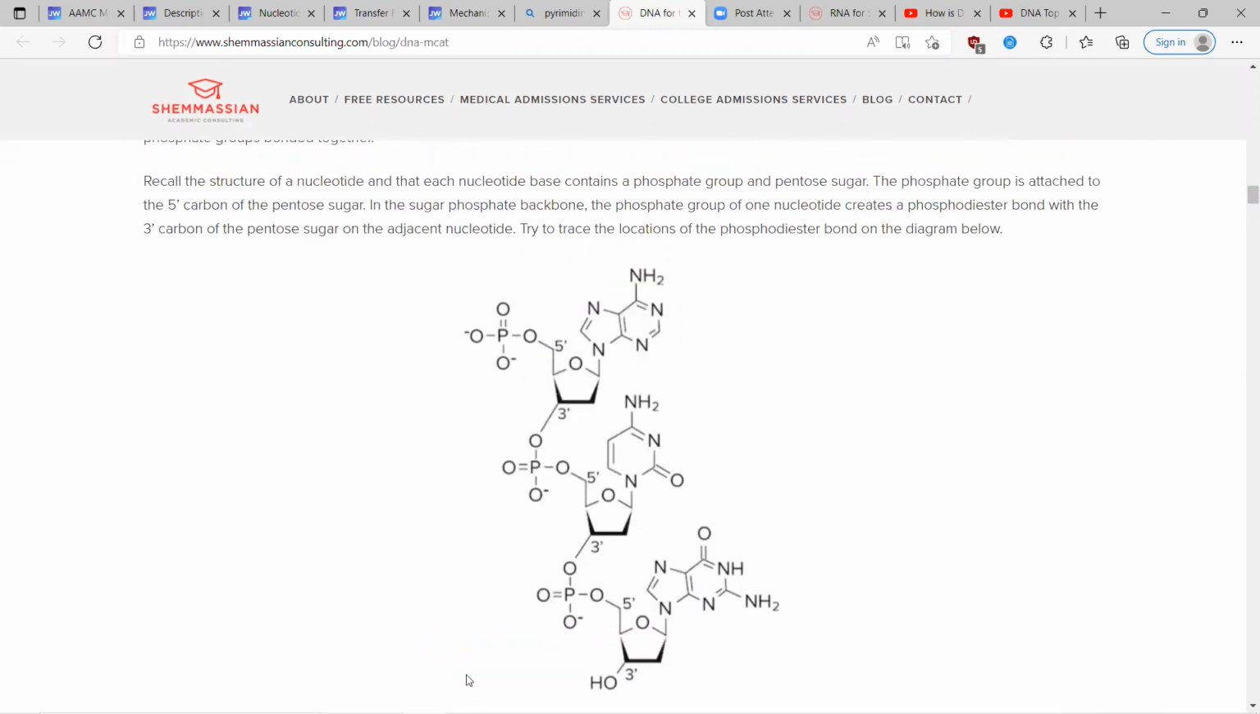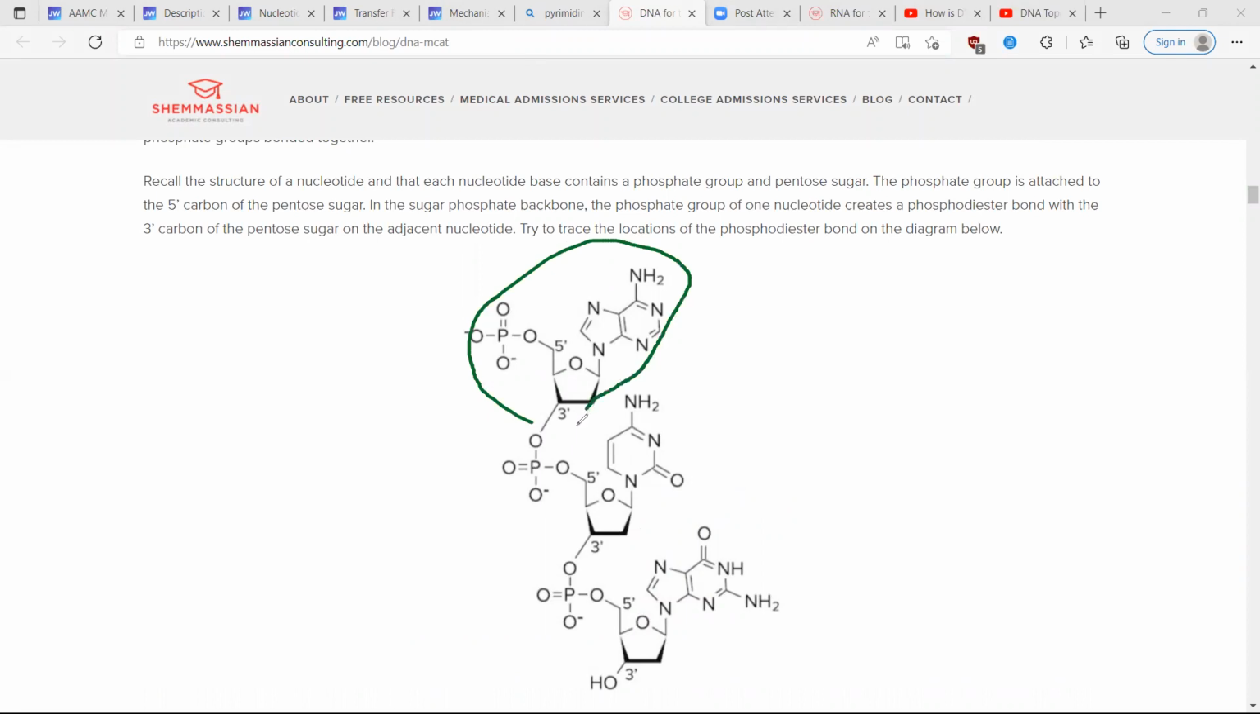So let's draw a little bit here. So this is our first nucleotide, and then this is our next one down here, and so on and so forth. Now we need to know what kind of linkage this is. This linkage right here is called a phosphodiester bond.